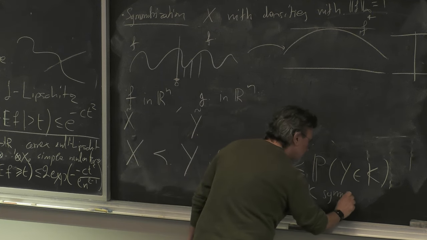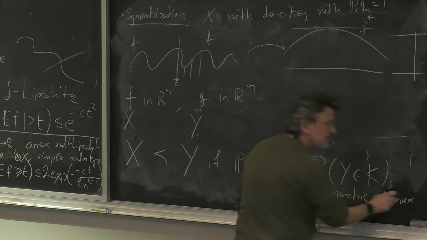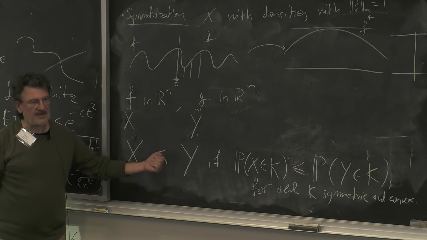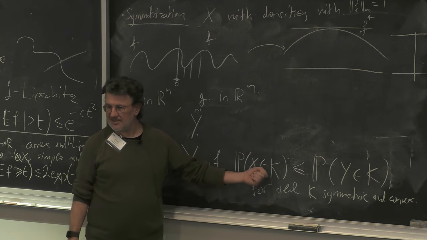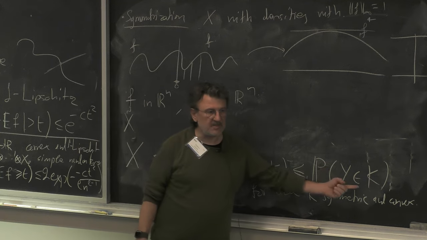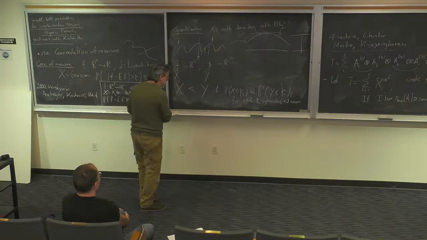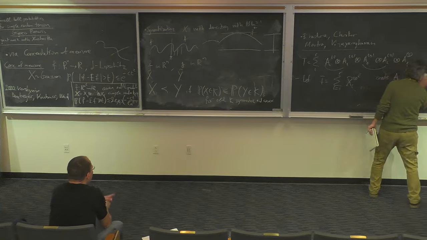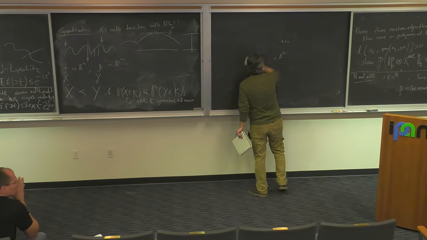for all K symmetric and convex. So that's a standard notion to say that a density is less peaked than another one, because to test that for all symmetric and convex sets, so around zero, this probability will be less than that probability. Okay, good. So this is a way to measure things and say that things are more peaked.